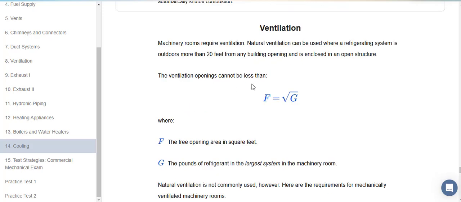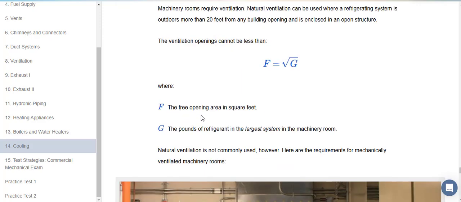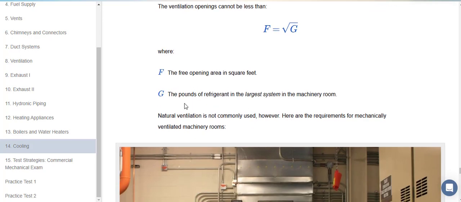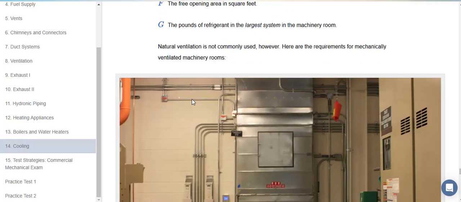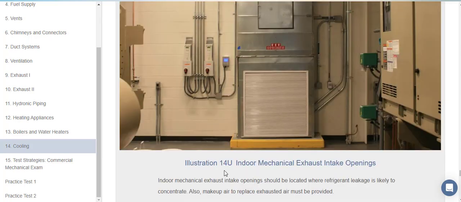The ventilation opening cannot be less than F equal square root of G, where F equals the free opening area in square feet, and G is the pounds of refrigerant in the largest system in the machinery room. Natural ventilation is not commonly used. However, here are the requirements for a mechanically ventilated machinery room.